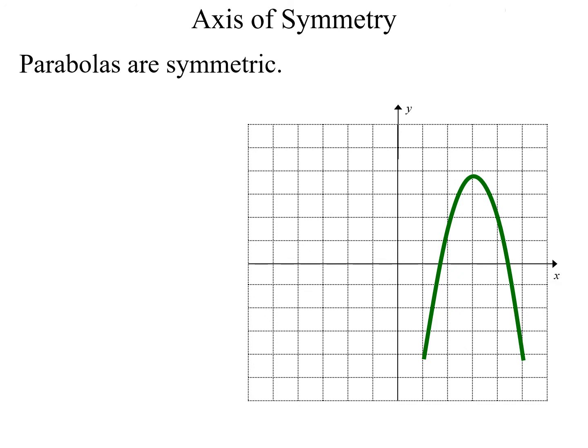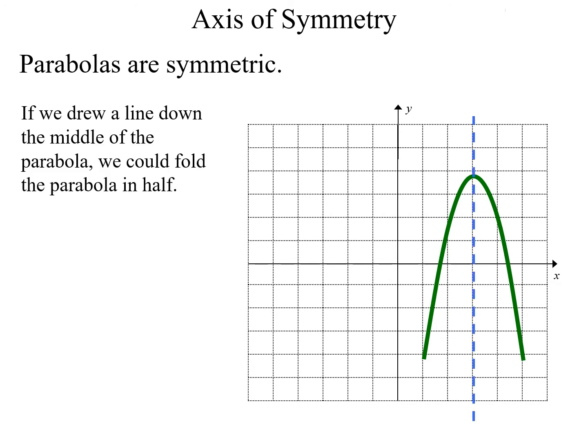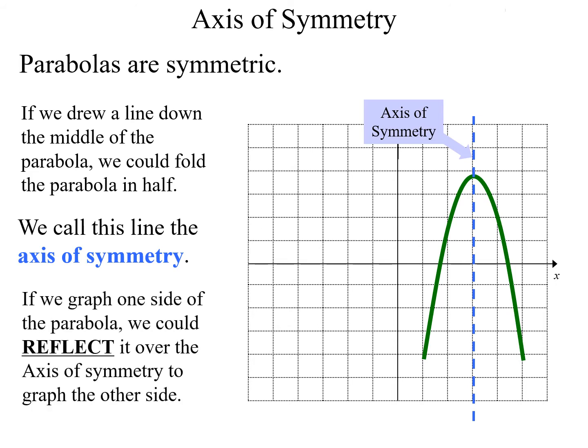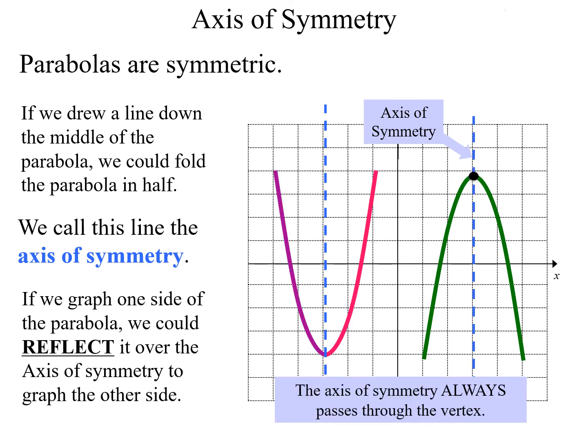Parabolas are symmetric. Why? Because if we draw a line down the middle of the parabola, we could fold the parabola in half. We call this line the axis of symmetry. So the axis of symmetry divides the parabola into two equal parts. If we graph one side of the parabola, we could reflect it over the axis of symmetry to graph the other side. So if we have this part, using the axis of symmetry, we can also graph the other side. The axis of symmetry always passes through the vertex.